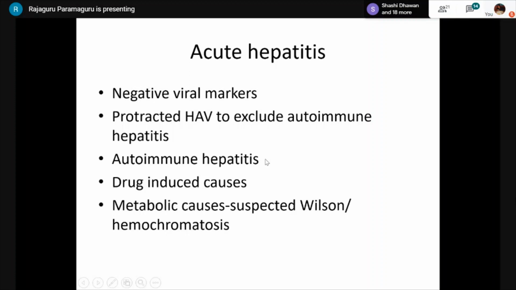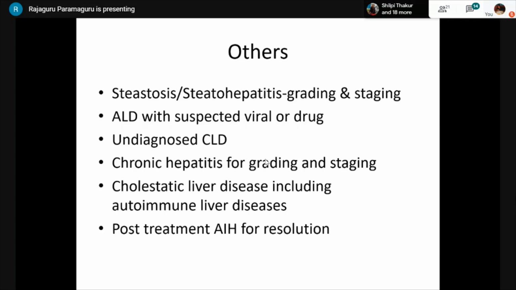So autoimmune hepatitis, when they suspect a drug-induced cause, and in metabolic conditions like Wilson's and hemochromatosis and so on. Others, so in steatosis, steatohepatitis for grading and staging when it comes to NASH. In alcoholic liver disease, they do not prefer a biopsy when the history is so classical. But if the patient is hiding the history, they're not going to come to a conclusion clinically. And if there is something else suspected along with alcohol, like viral or drug, they will be doing a biopsy.